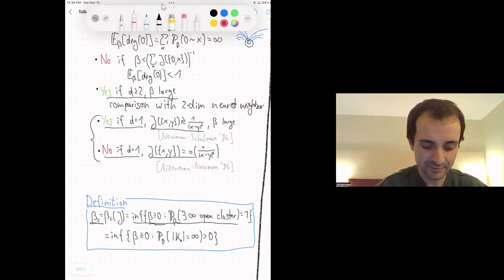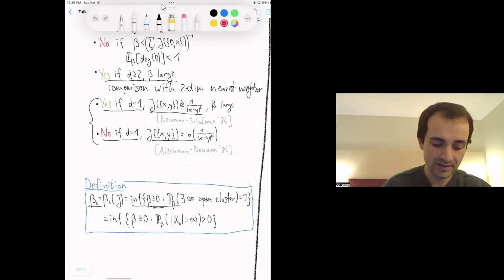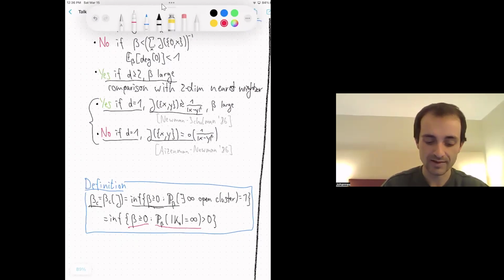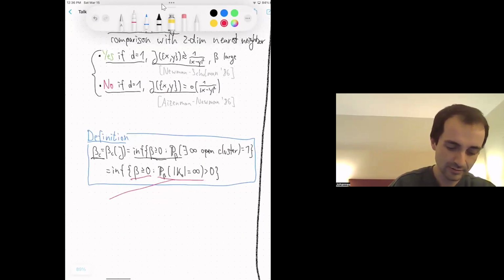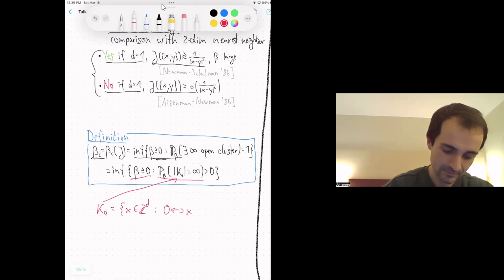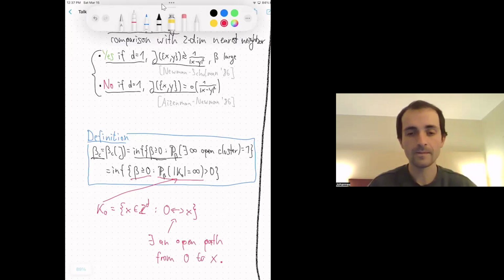Also by translation invariance, we can write this as the infimum over all beta for which the origin is connected to infinity with positive probability. Here, K0 is the set of all x in D for which 0 is connected to x. This means there exists an open path from 0 to x.